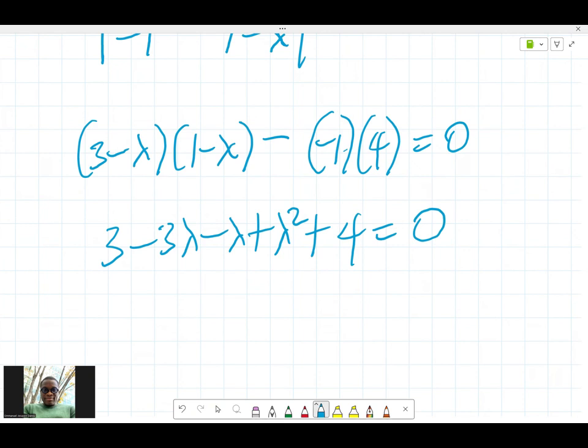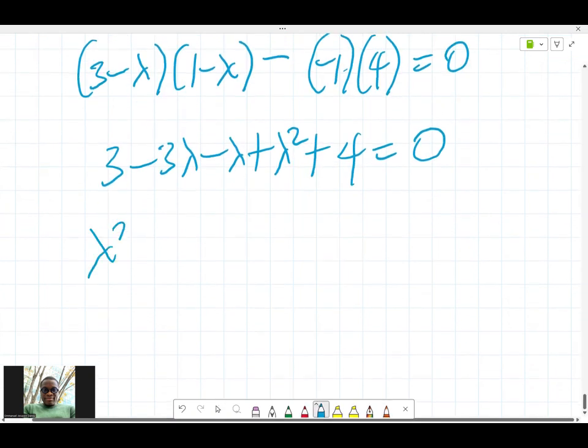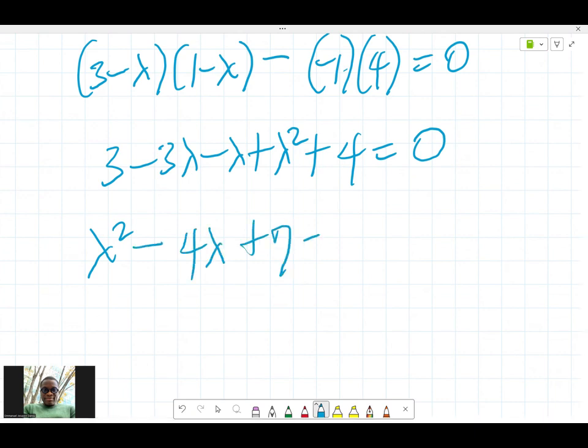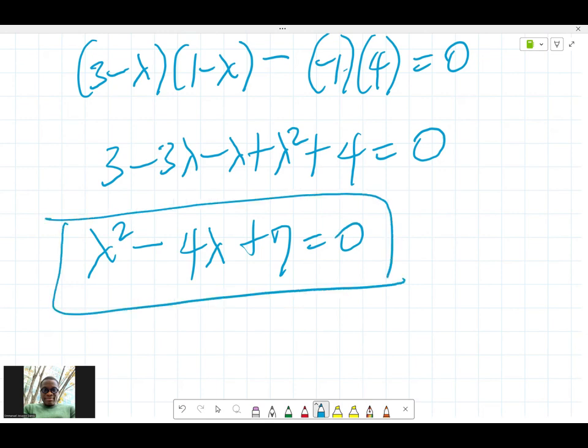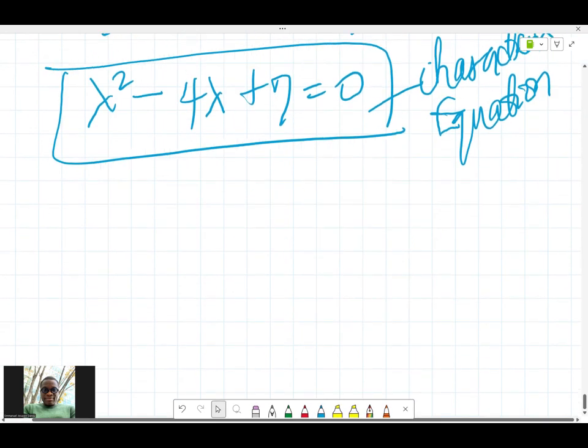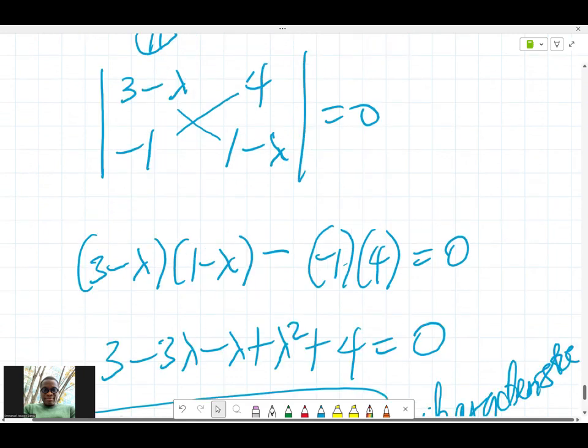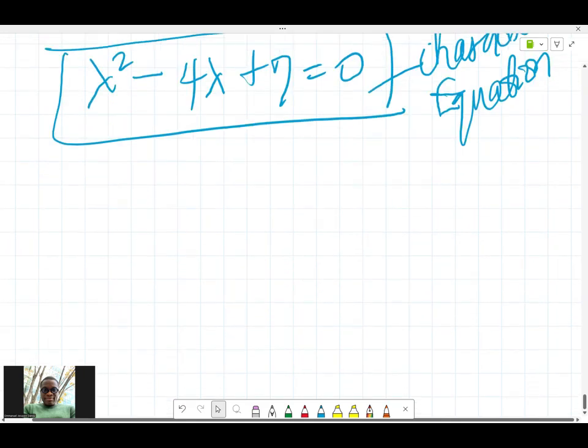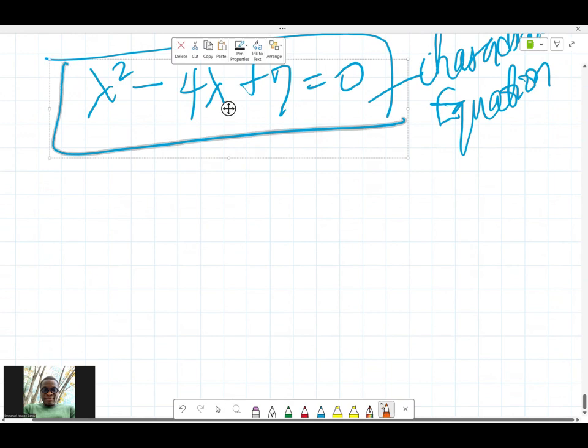So this is the kind of thing we have. That means lambda squared minus 4 lambda plus 7 is equal to 0. Okay? If you remember, this is what we call the characteristic equation. If we solve the characteristic equation, we get the eigenvalues. So that's what led us here. We can use the quadratic formula.